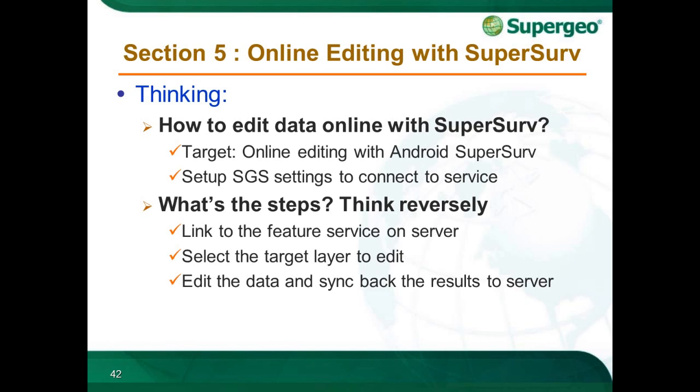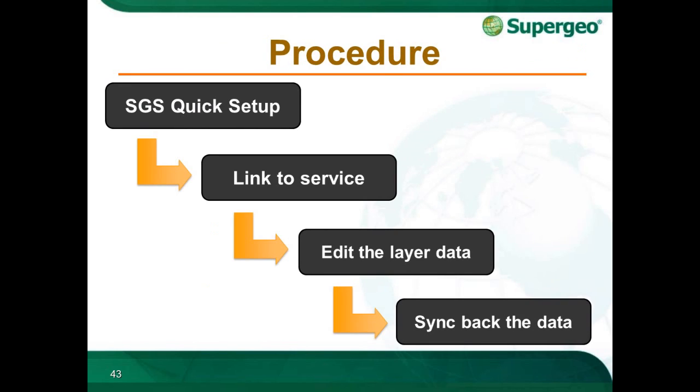The first step is that we're going to do some quick setting to connect to the SuperGIS server and link to the feature service on the server. Then we select the target layer we want to edit, just the same as the offline editing with the SuperSurv. We use the survey tool to do this, and we edit the data and send back all the results to the server immediately. So this is our procedure: a quick setup with the SuperGIS server, link to the service, edit the layer data, and send back the data just after we finish editing.